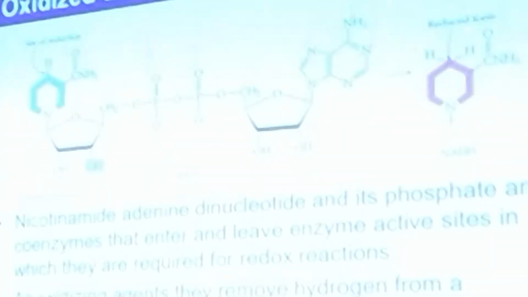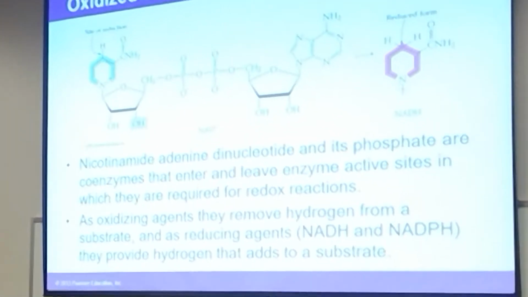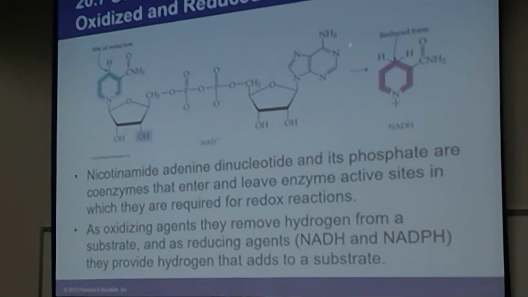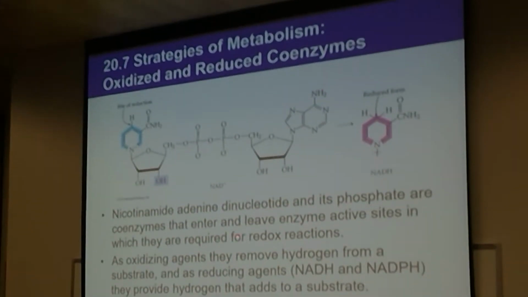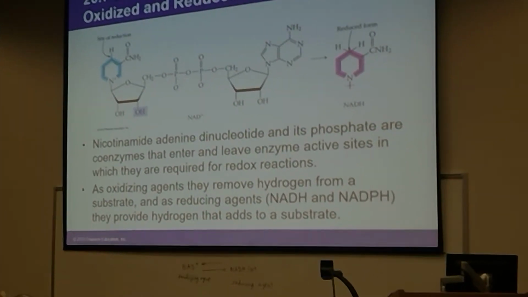Now look at their structure. Now we are going to see what that NAD plus thing is. That is the nicotinamide adenine dinucleotide. This portion is the nicotinamide. And we can see the dinucleotide is coming from the adenine, this part, and there are two ribose units. That's why the name dinucleotide comes.